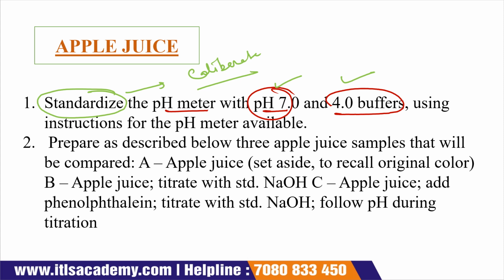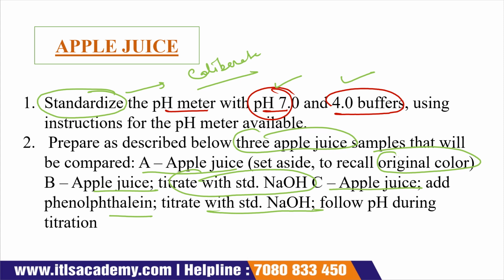Now we have to prepare 3 apple juice samples to compare: A apple juice, B apple juice, and C apple juice. A apple juice is the original color, B apple juice is titrated with the standard NaOH, and to C apple juice we add phenolphthalein and then titrate with the standard NaOH. So we have 3 apple juice samples. A is the original color.